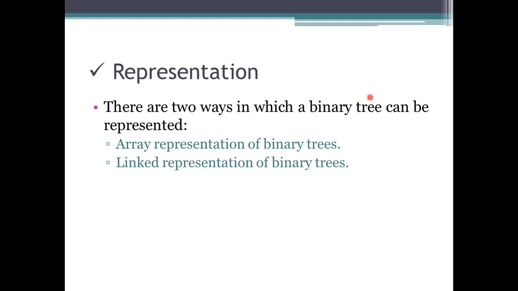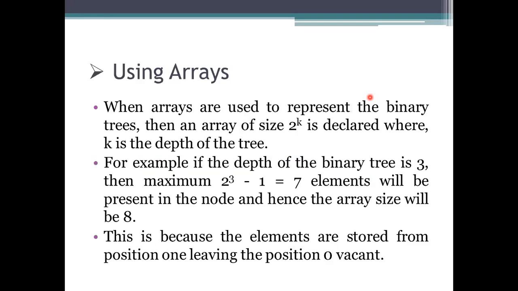Coming to the representation, just like stack or queue representations, we use arrays and linked lists. Here also we will use the array and the linked list representation. While using arrays, we need to declare the size as 2 to the power k. How many elements it stores depends upon the depth of the tree. If the binary tree has a depth of 3, then it will be 2 to the power of 3 minus 1, that is 7 elements. Otherwise, we are storing 8 elements here.